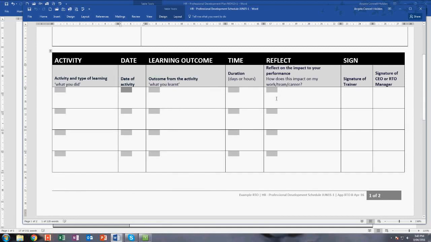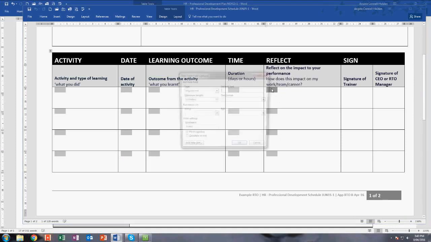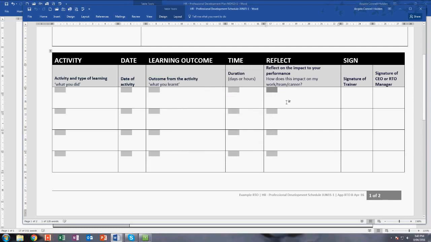So at our conference, you're going to be learning about compliance, continuous improvement, training and assessment, marketing, business development, sales, marketing on social media, things like that. So you'd be reflecting on what did you learn and what did you implement into your organisation from what you learned. How did you change your training and assessment from what you learned at that conference?